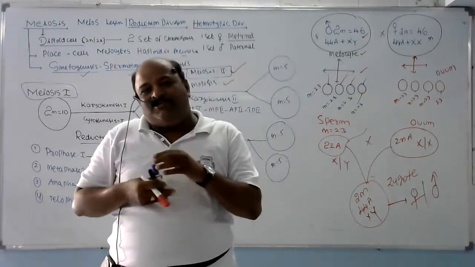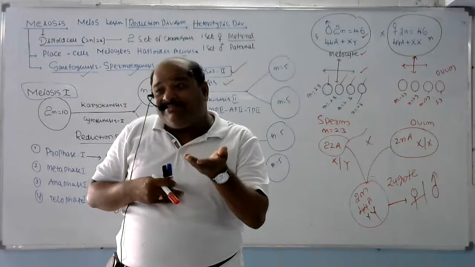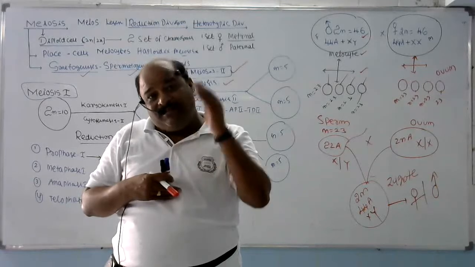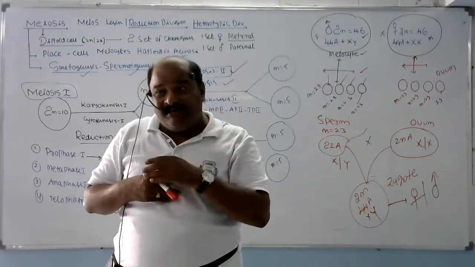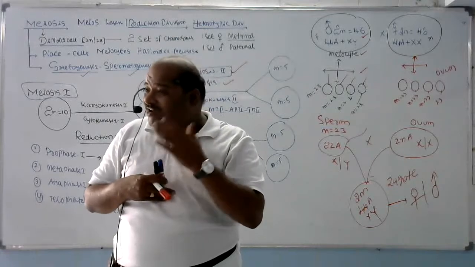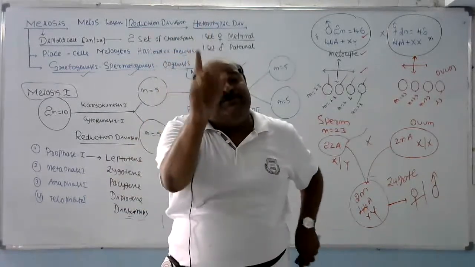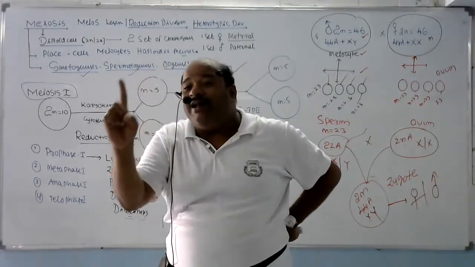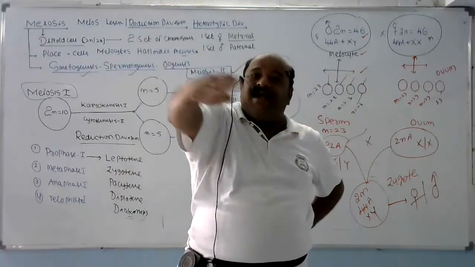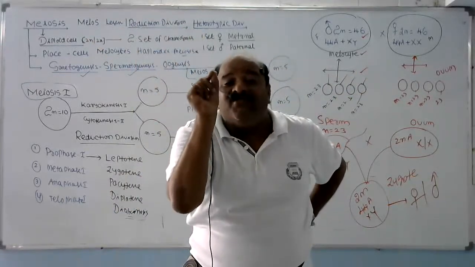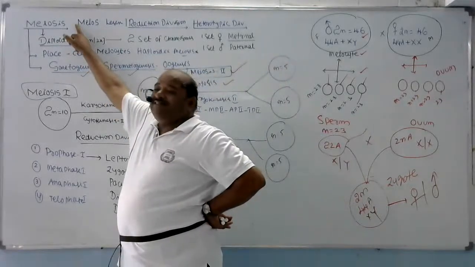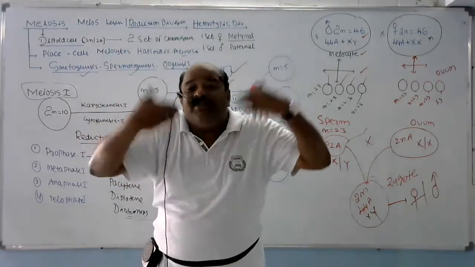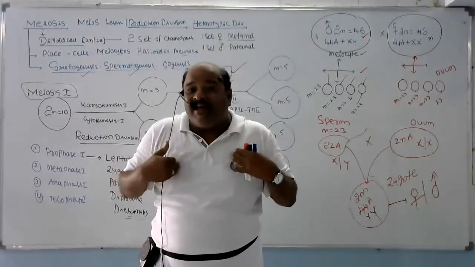Come and tell me, how many chromosomes are present in your body? 2N equals 46. In your parents, in your grandmother and grandfather, 46. Tomorrow in your children, 46. Tomorrow in your grandchildren, 46. So, there is no change in the chromosomal number from one generation to another. It is maintained constantly by means of which process? The meiosis process. So, the meiosis process restores the diploid state.